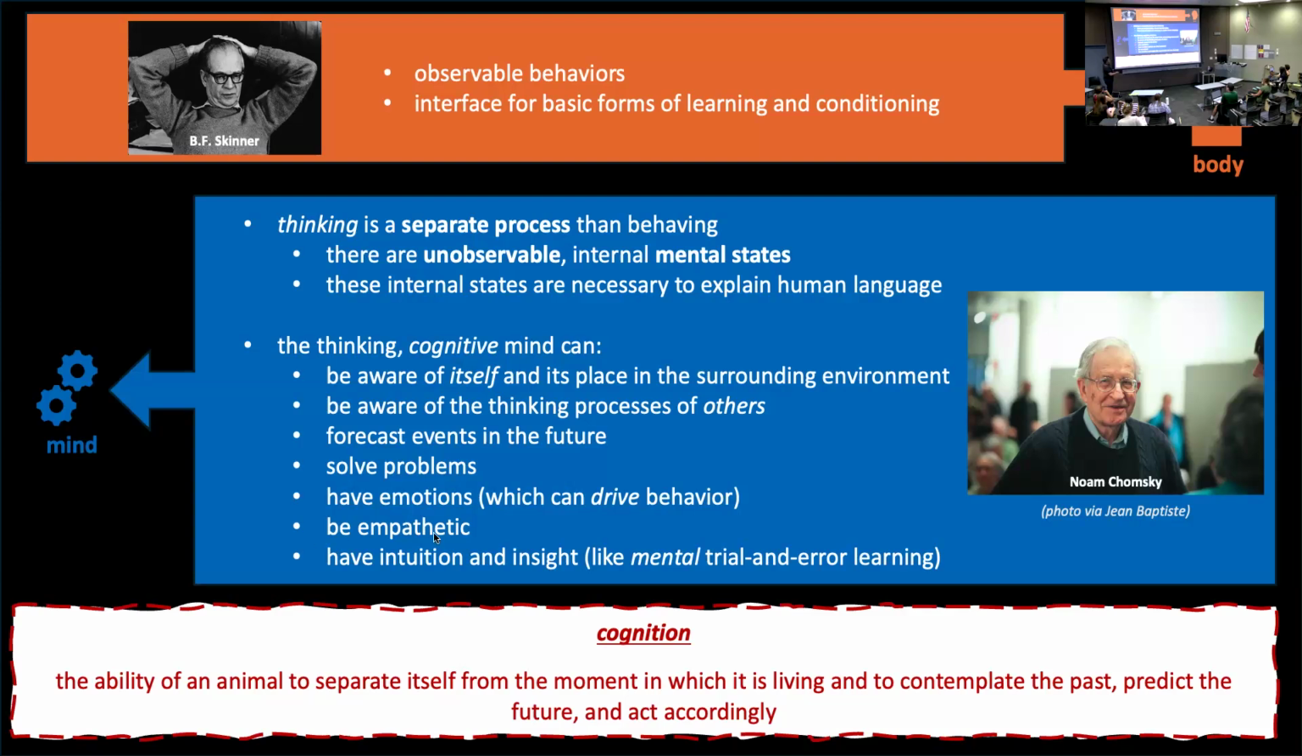You can be empathetic, you can be aware of others' emotions, and then you can have intuition and insight. So, insight, what do we mean by insight? Well, we learned about trial and error learning, where Steller's jay had to try a bunch of things over and over and over again until it found the right thing.